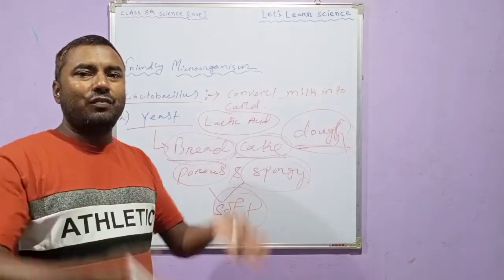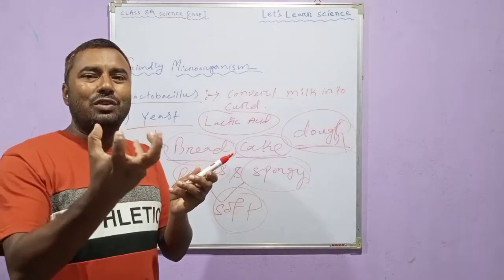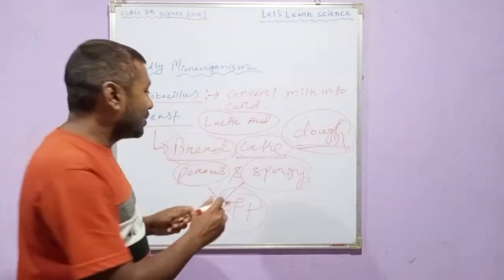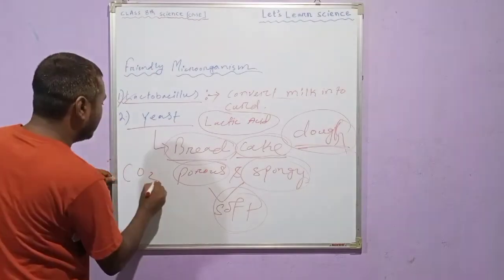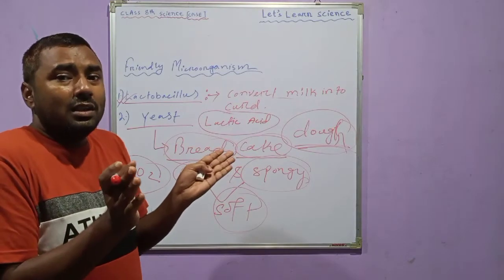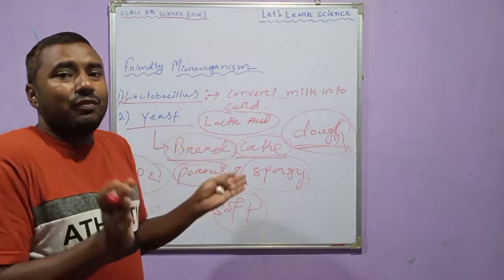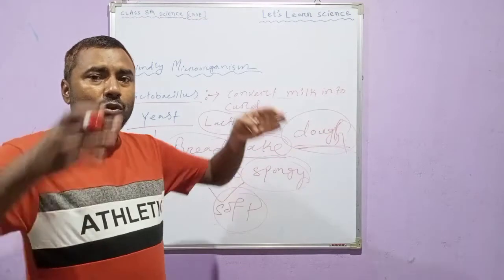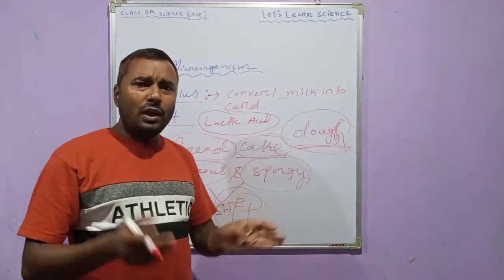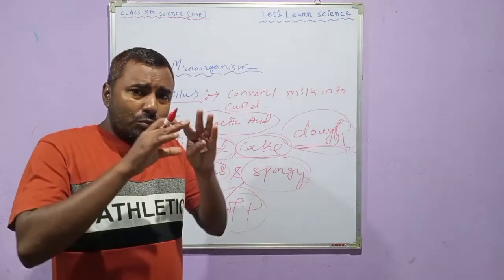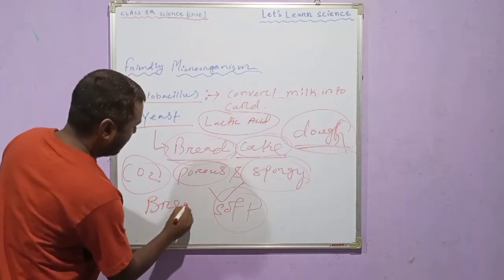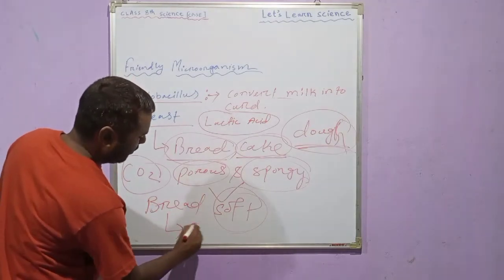That carbon dioxide is trapped in the dough. It is not able to escape, as the dough is semi-liquid and somewhat sticky. So the gas, carbon dioxide, is trapped in the dough and is not able to escape. That's why the dough swells up. After that, the bread is baked from the dough.